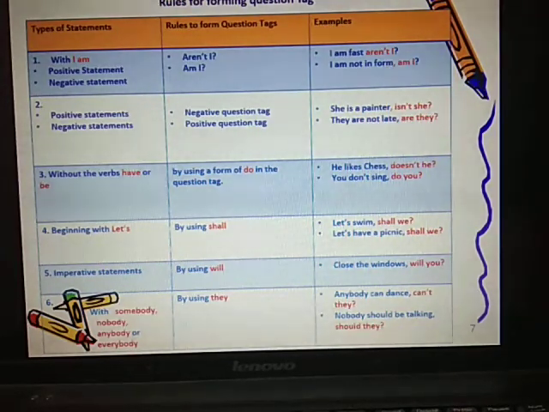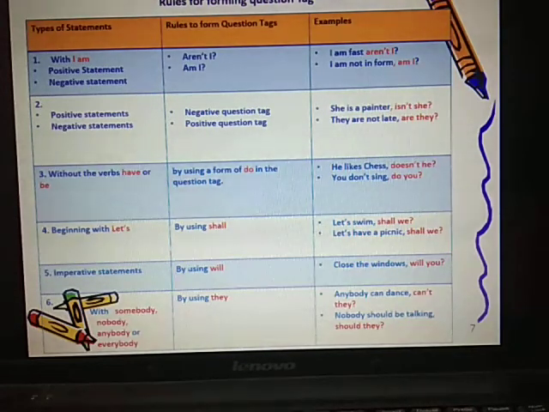Without the verb have or be, we use a form of do in the question tag. He likes chess, doesn't he? Does, why? Because, as I told you, he is again the third person. So, what are the third persons? He, she, it, isn't it? So we will use the word does with that. Doesn't he? Because we have to make a negative question tag.